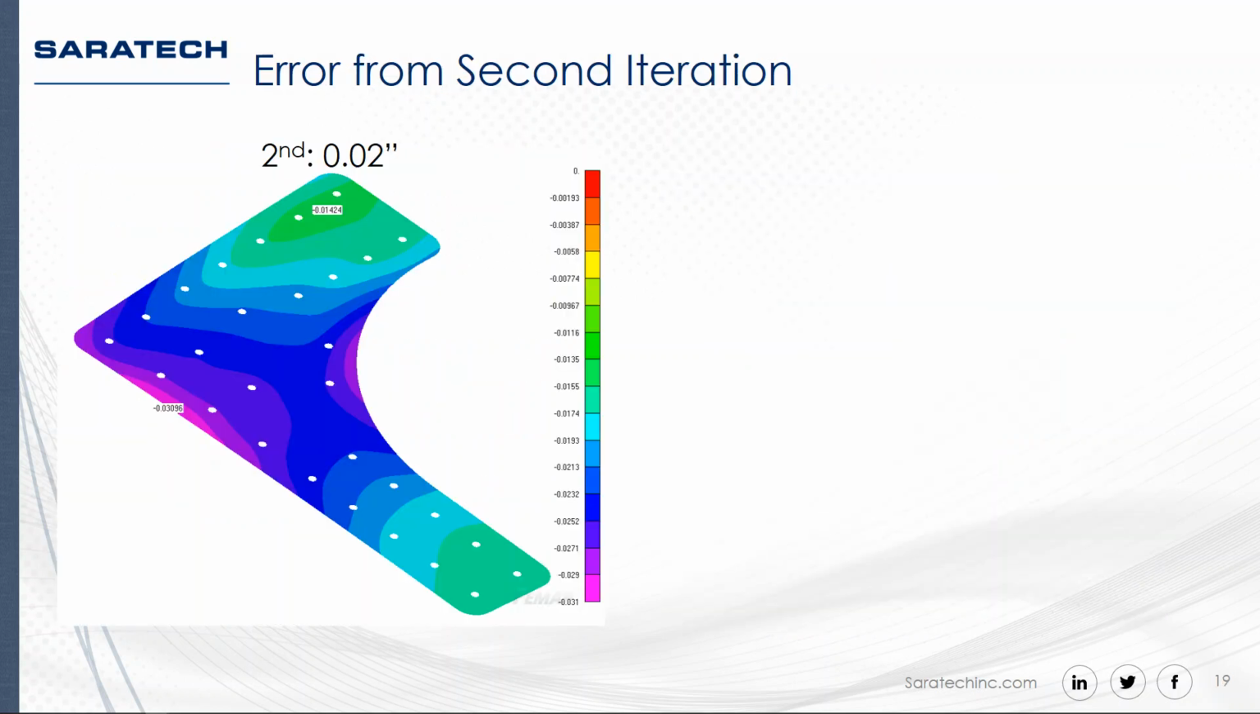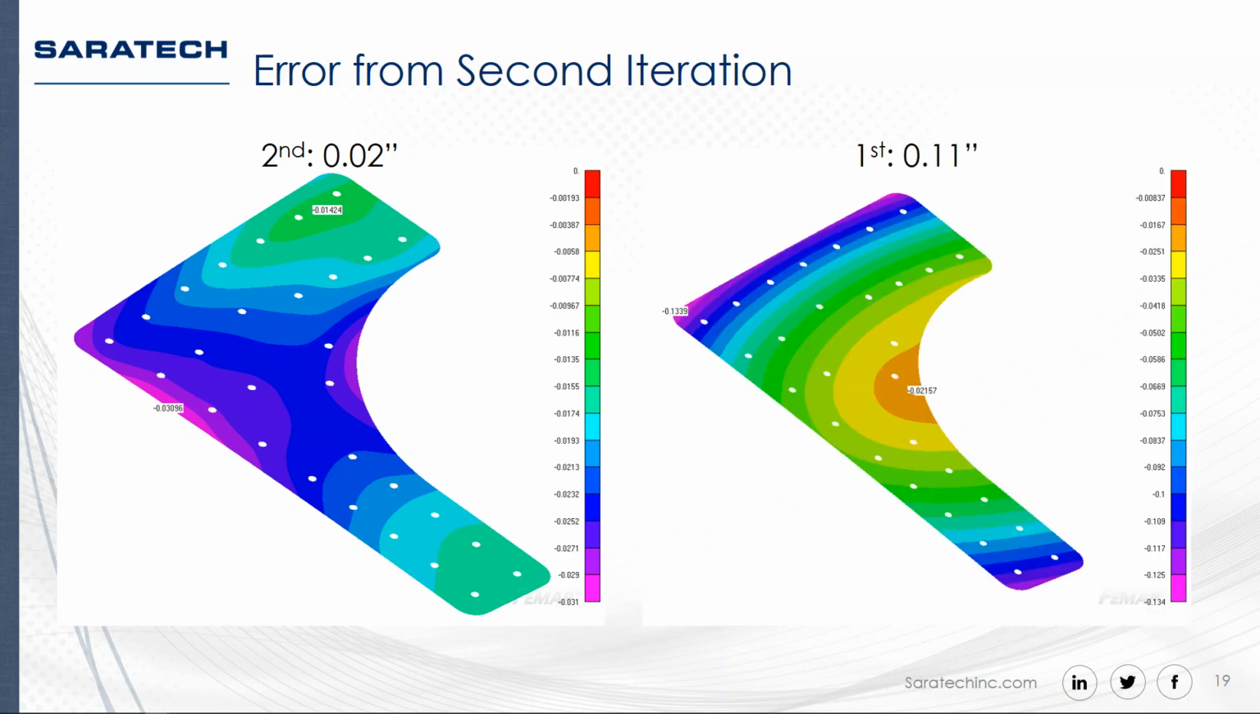So here's our error from our second iteration. We ran it with this new surface as the die, using the exact same blank model. And we find that we get an error of about 0.02 inches. So we went from about 0.11 down to 0.02. Well, this is less than a third of the thickness of our plate, so I'm going to consider this adequate in terms of error.